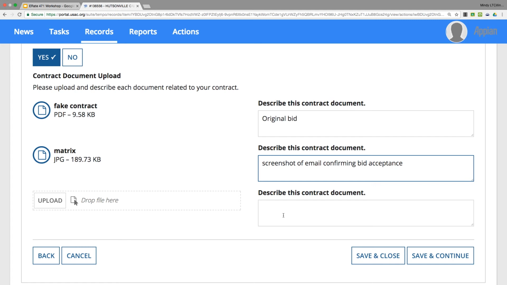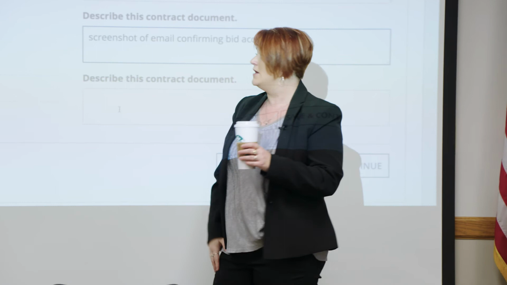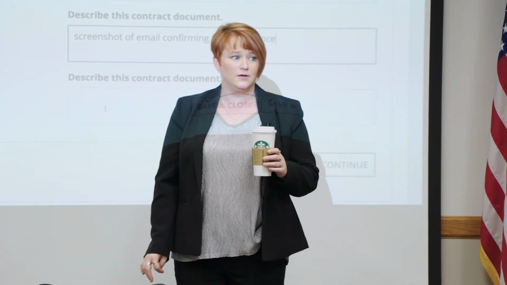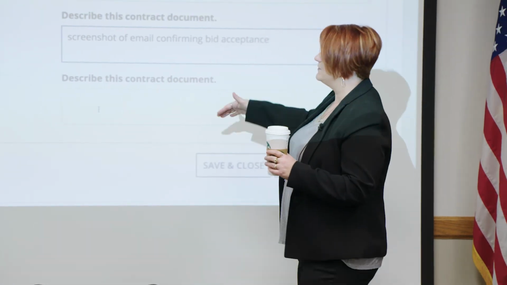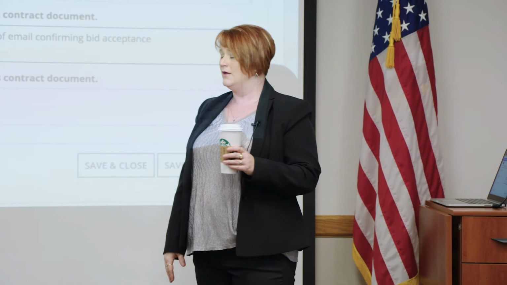If you have a contract for each building in your district, you can add them all in one and do it as one big contract. If you want to do it as separate connections, you can do it as separate contracts. Totally up to you. This is just a good example of saying, here's my original bid, and here's my screenshot of the email confirming it.